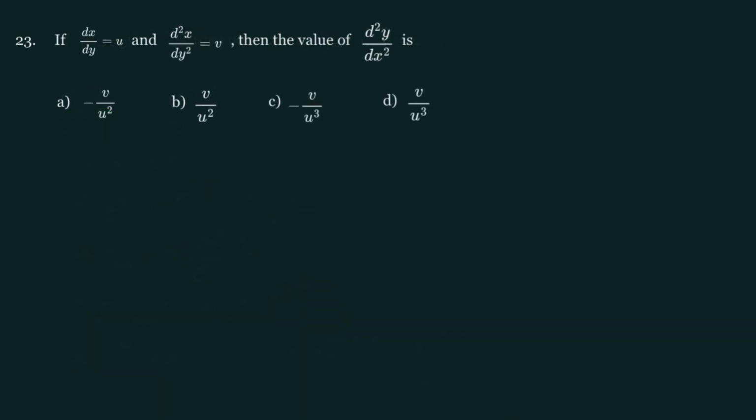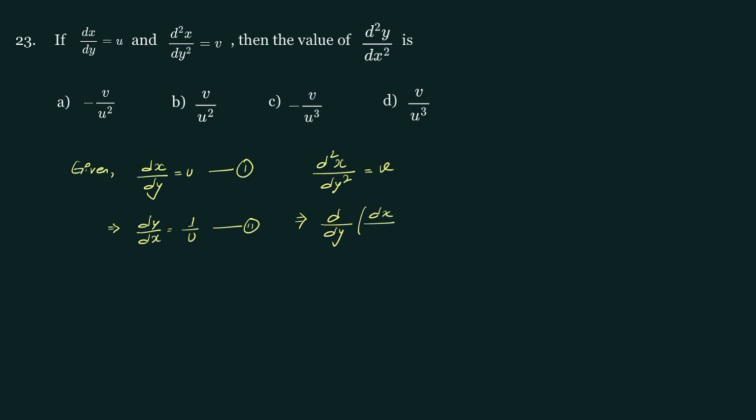Question number 23. Here we have dx over dy equals u and d2x by dy squared equals v. Then we need to find the value of d2y by dx2. Given is dx by dy equals u, so let this be equation 1. And if dx by dy equals u, then dy over dx will be 1 by u. So let this be equation number 2. And d2x by dy2 equals v.